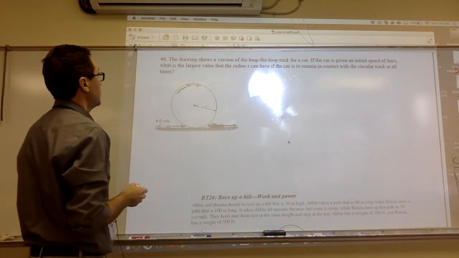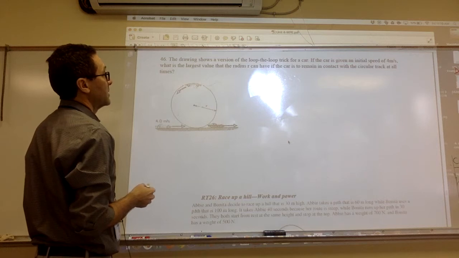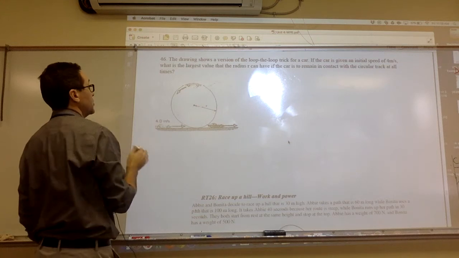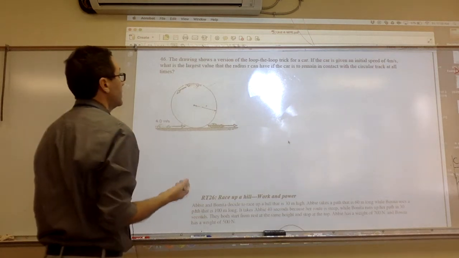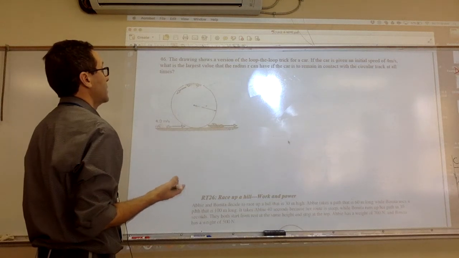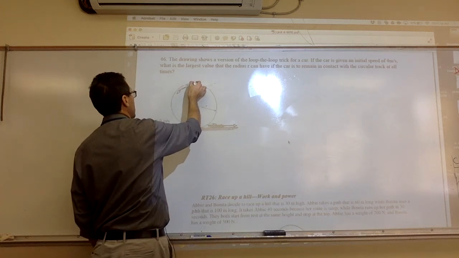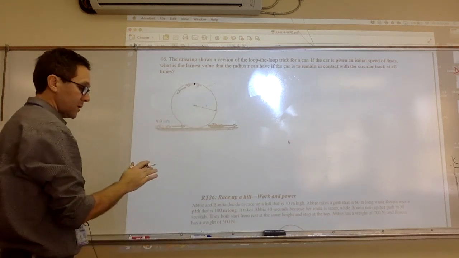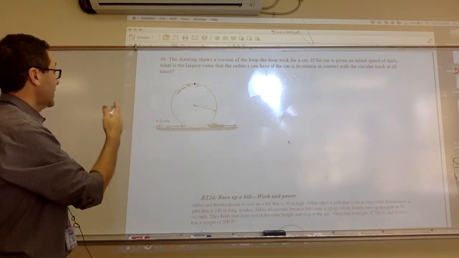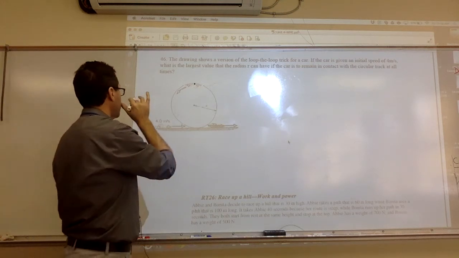The drawing shows a version of the loop-the-loop trick for a car. If the car is given an initial velocity or speed of 4 meters per second, what is the largest value that the radius can have if the car is to remain in contact with the track? Now, the way we treat this is that we're going to say, let's try it and allow the car to fall. And then we'll make a decision about whether the radius should be bigger or smaller than that value.